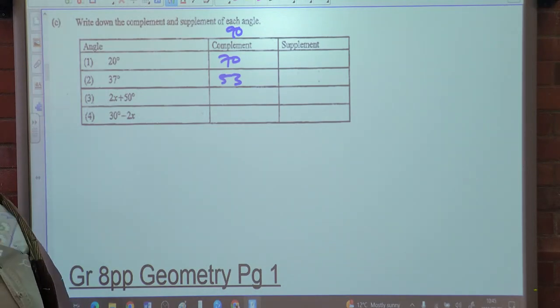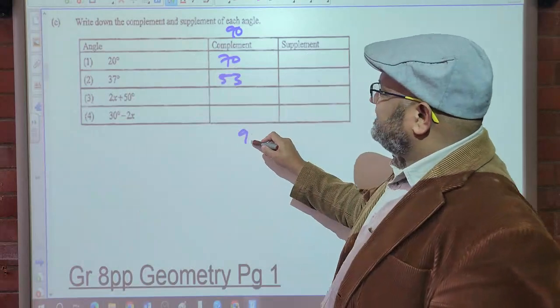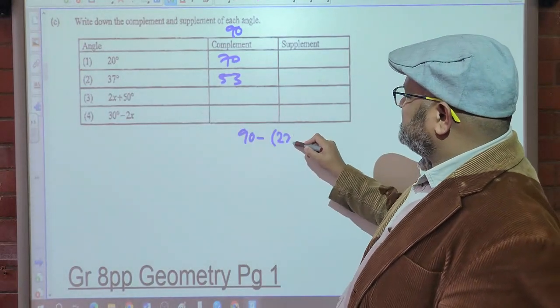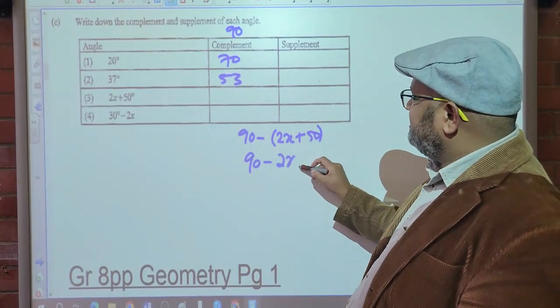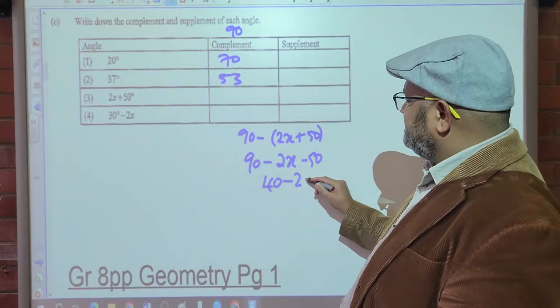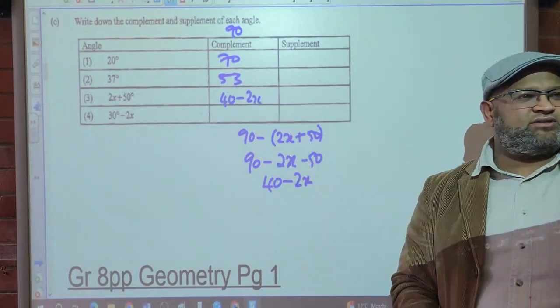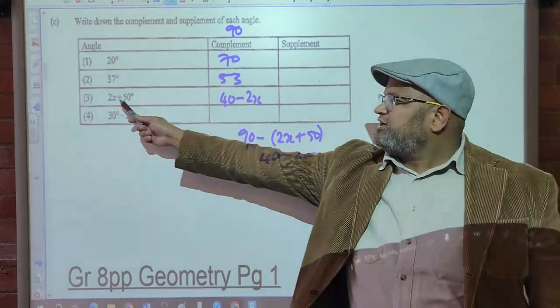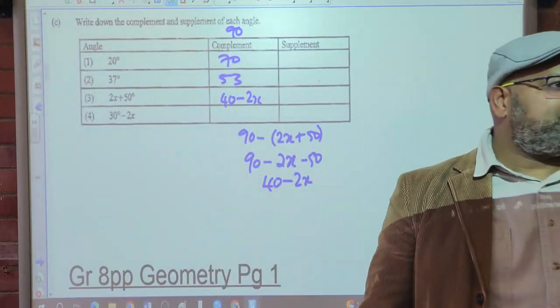What's the complement of 2x plus 50? So it's going to be 90 minus 2x plus 50. Not so. So it's 90 minus 2x minus 50, which is 40 minus 2x. Any confusion? And if you look at it, 2x minus 2x is 0. 50 plus 40 is 90.